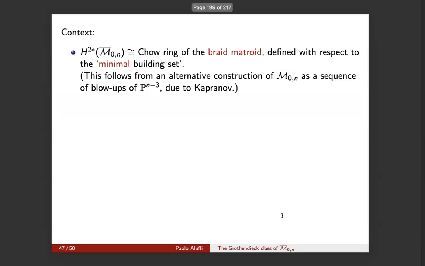The context is the following, and it just so happens that H2 star of M0 n bar is the Chow ring of the braid matroid. You may or may not be familiar with the fact that matroids, these combinatorial objects, have Chow rings. That's a very beautiful discussion that is not this talk. This happens to be the Chow ring of the braid matroid once you use something called the minimal building set. And it follows from Kapranov's construction of M0 n bar.